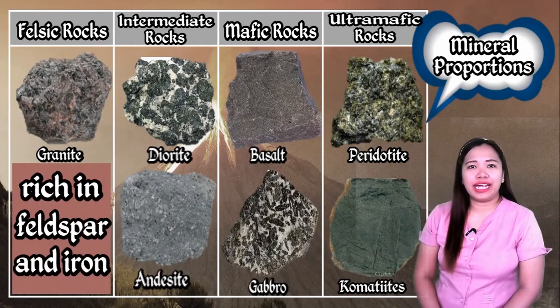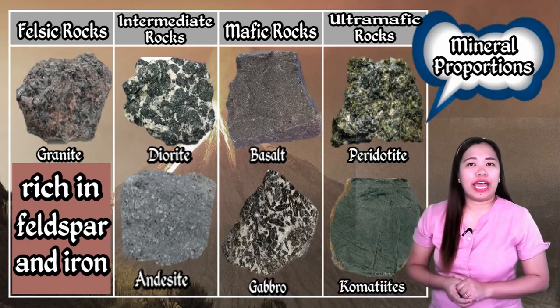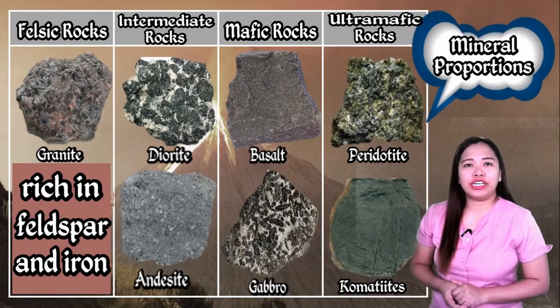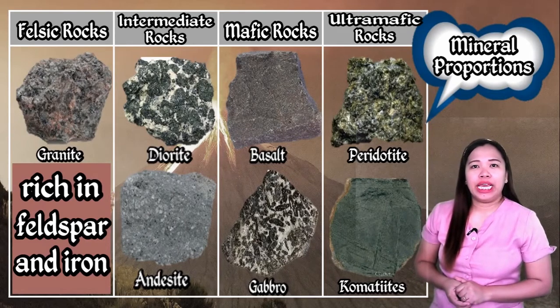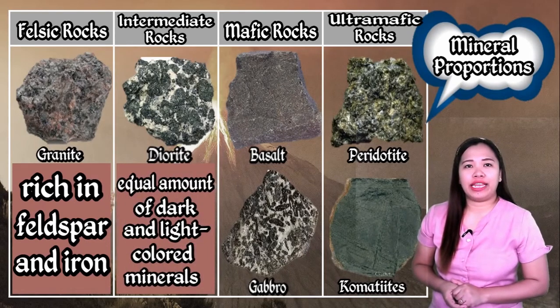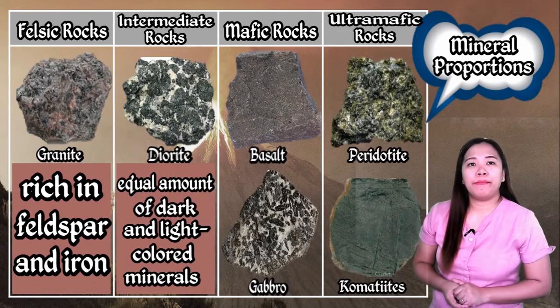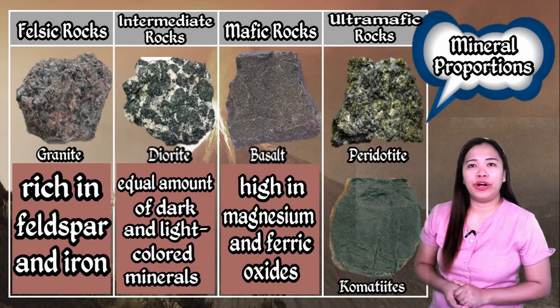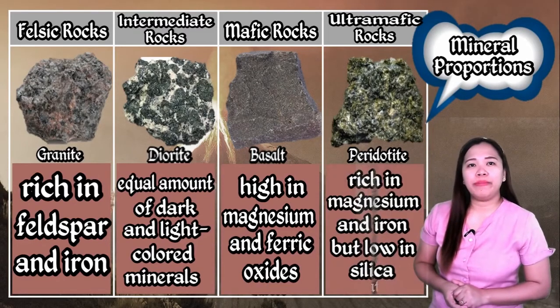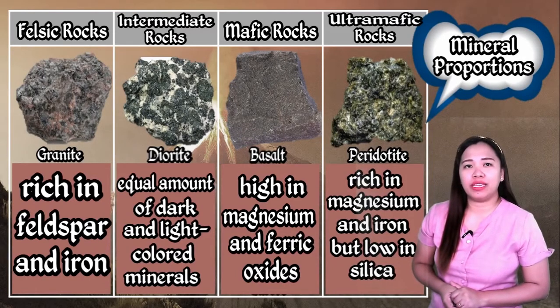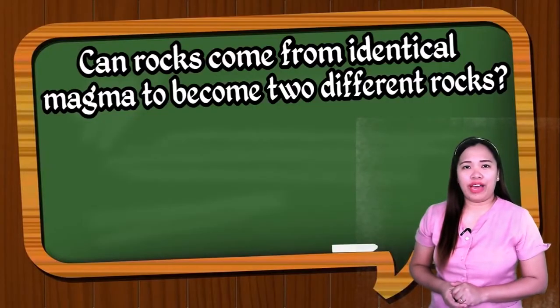Felsic rocks like granite and rhyolite are typically light in color because they are rich in feldspar and silica. Intermediate rocks like diorite and andesite have equal amounts of dark and light-colored minerals. Mafic rocks like basalt and gabbro are typically dark in color because they are high in magnesium and ferric oxides, while ultramafic rocks like peridotite and komatiites are rich in magnesium and iron but low in silica.